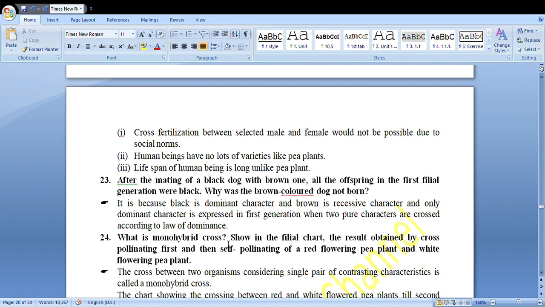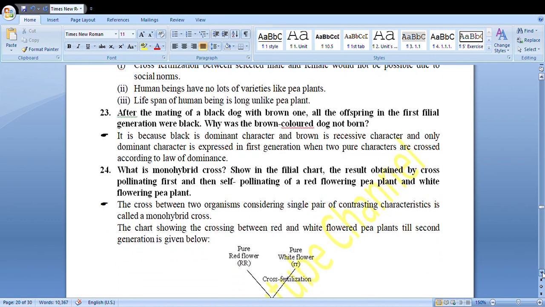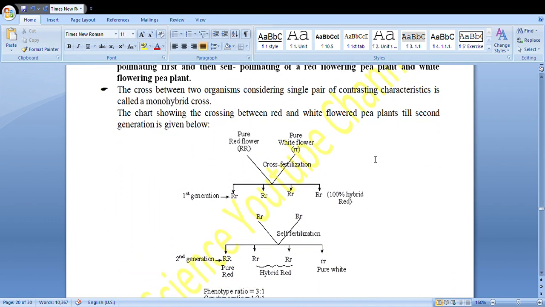What is monohybrid cross? So in filial chart, the result obtained by crossing first and then self-pollinating the red flowering plant and white flowering plant, first and second generation. The cross between two organisms considering single pair of contrasting character is called monohybrid cross. We have already done this.